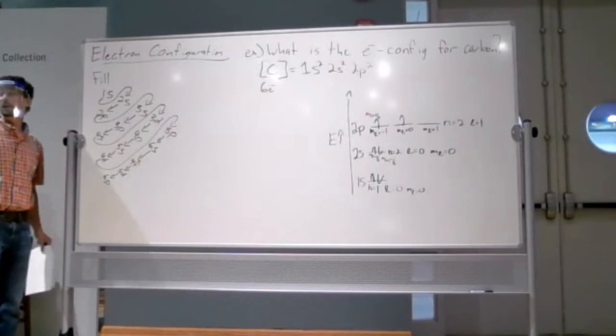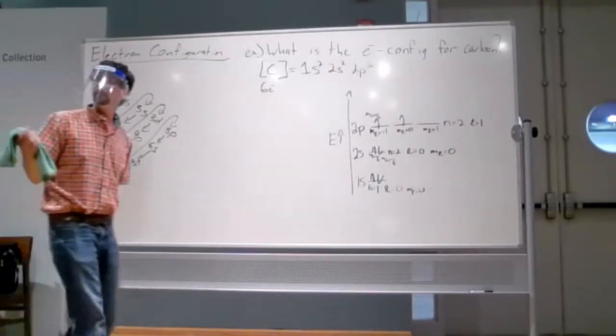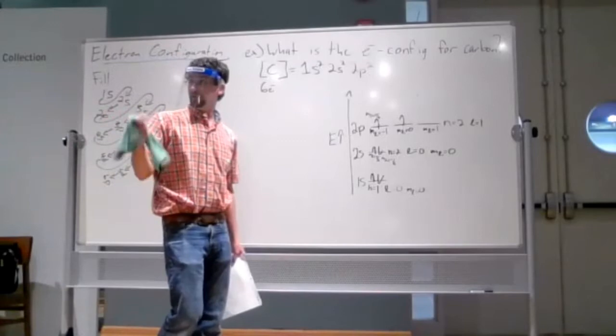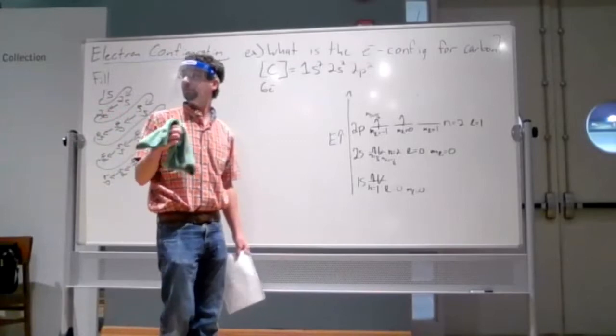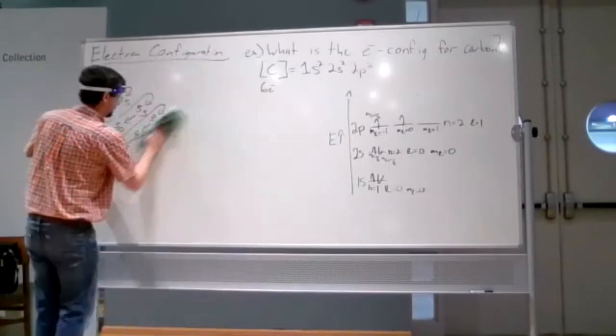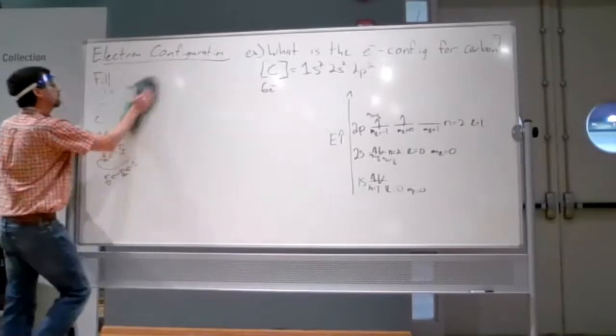Because we have to follow the Pauli principle. What did the Pauli principle state again? It had to deal with quantum numbers. So look back, tell me what the Pauli principle said.